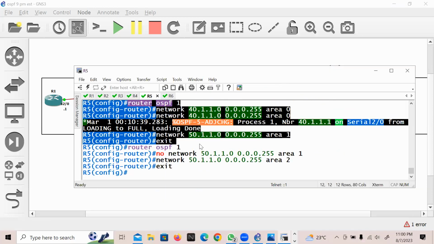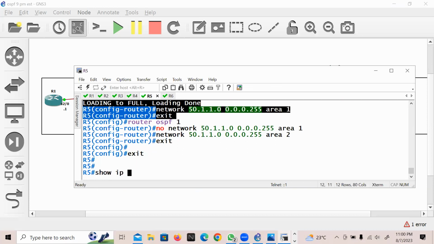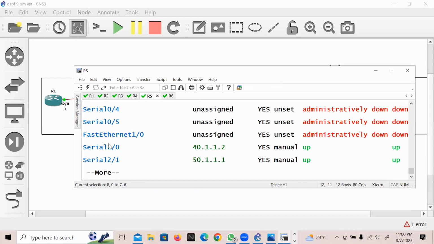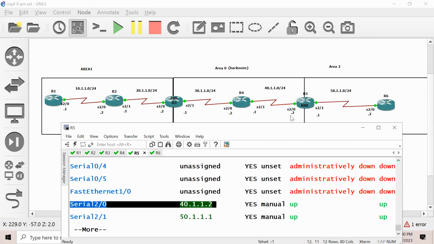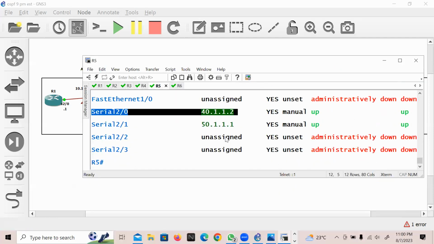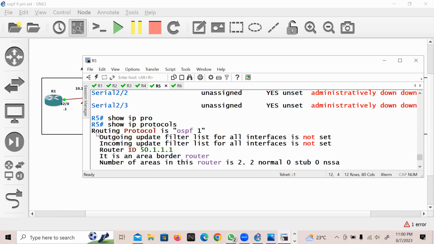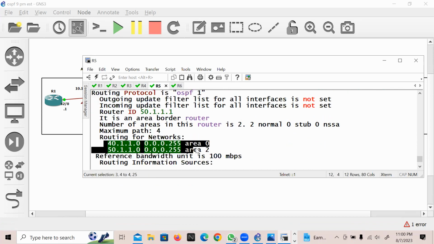So R5 I will check first. First step, I will check my IP address. Show ip interface brief. This is my first step. So serial S2/0 40.1.2. IP is right. S2/1 50.1.1. Then second step, I will check my protocol. Show ip protocols. Yeah, OSPF is running there. Routing protocol is ospf 1. And you can check network information also.